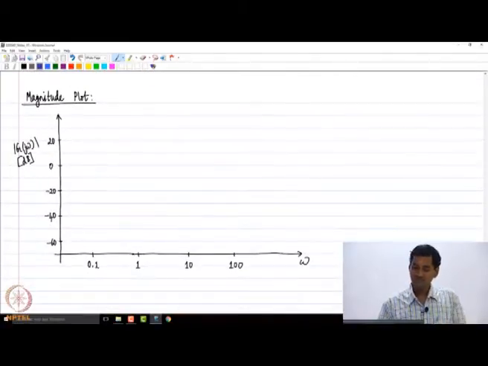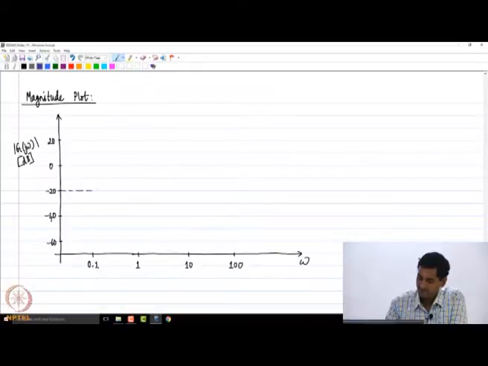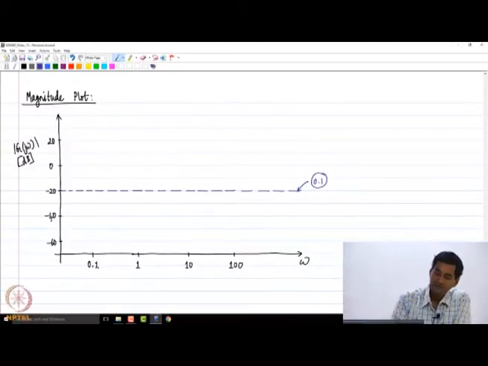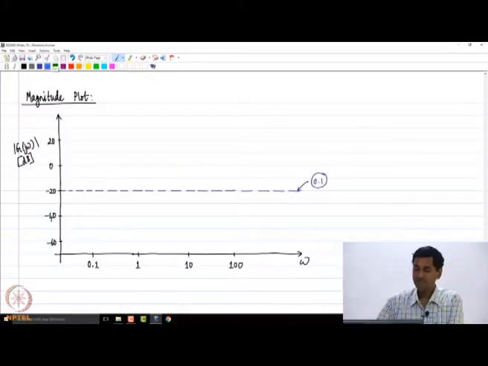So what can you say about the magnitude plot of 0.1? It's just going to be a horizontal line at minus 20. So this is the magnitude plot of 0.1, at minus 20. Now what happens to the next factor?